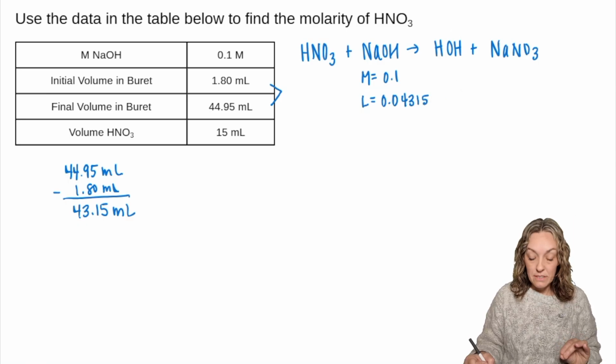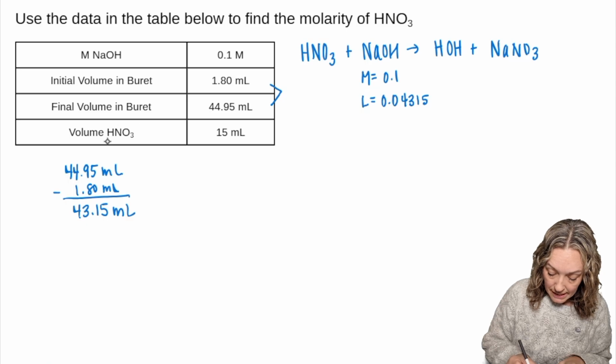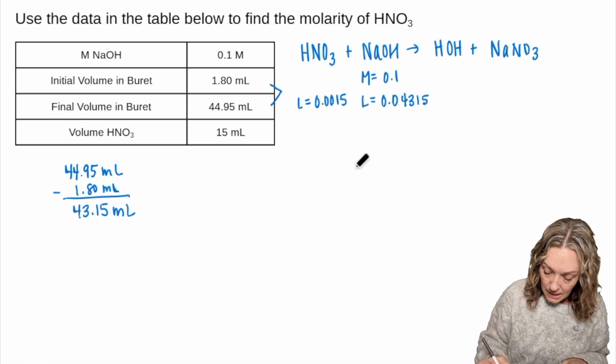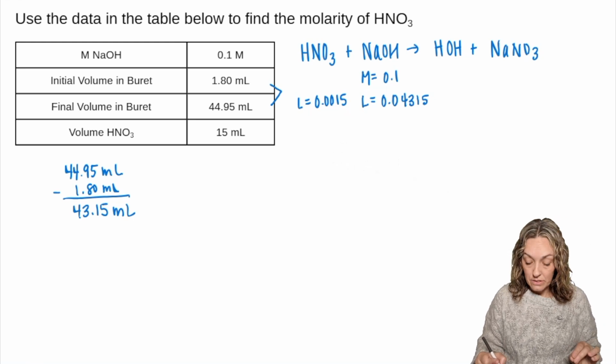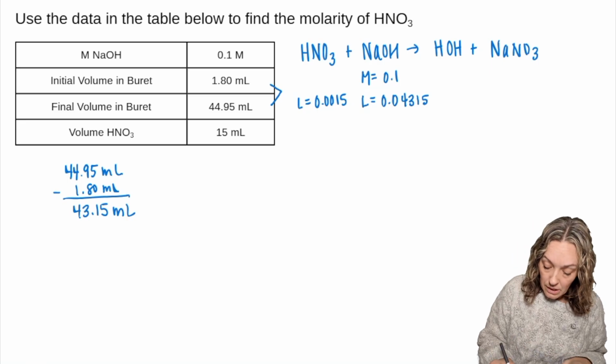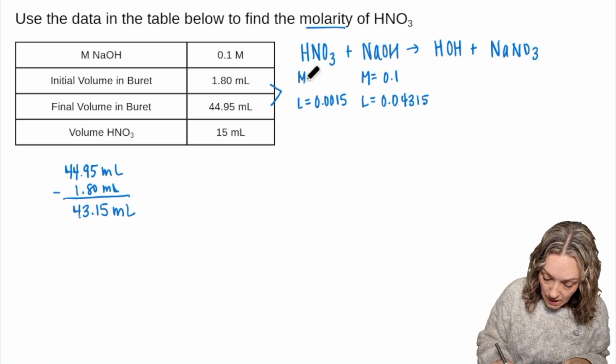The last piece of information that I know pertains to my HNO3. I know the volume of my HNO3 is 15 milliliters, but again, I'm going to divide that by 1,000 in order to get that into liters. Don't forget to identify your end goal in the problem. The end goal here is to find the molarity of the HNO3.